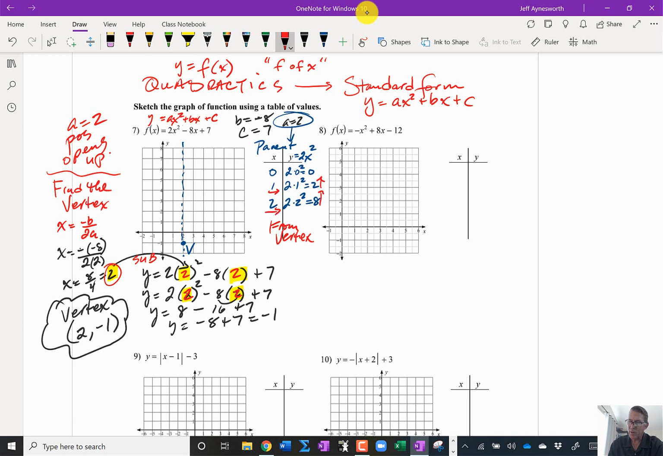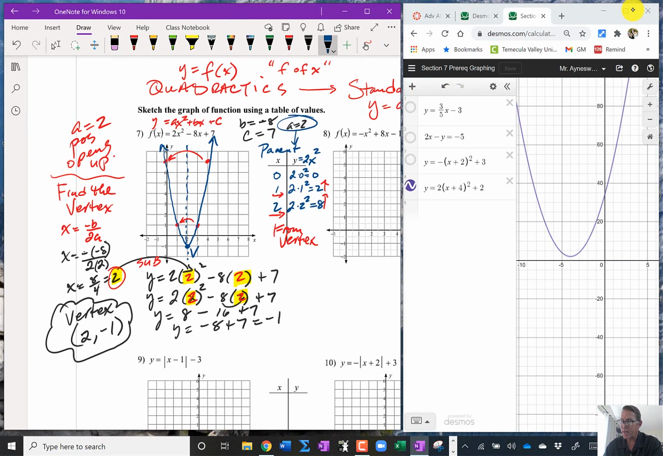So put your pencil at the vertex and go right 1 up 2, reflect it. And then you got to go right 2 up 8. 1, 2, 3, 4, 5, 6, 7, 8. And then reflect it right over here. And then you draw your function, which in this case is called a parabola. And then you check it with Desmos.